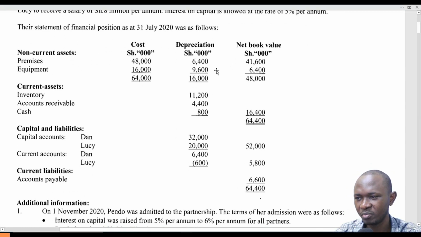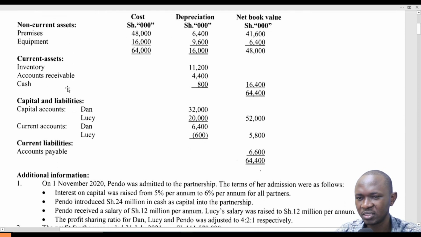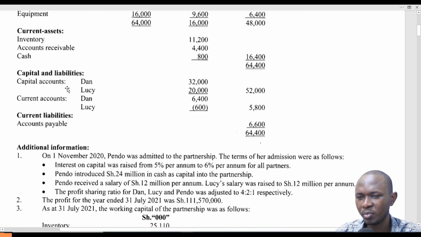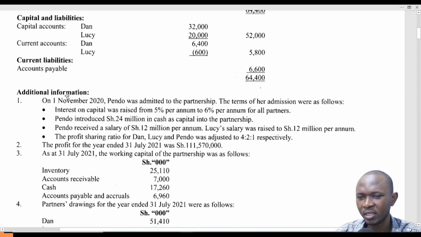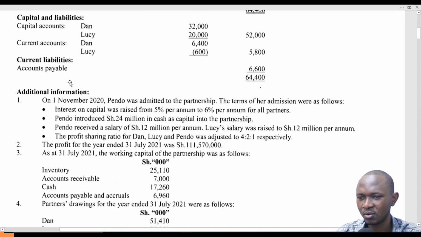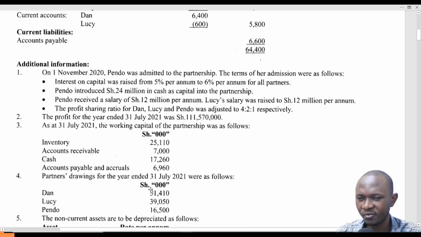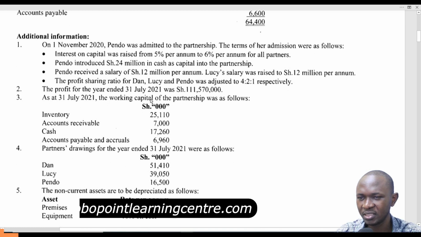So we have premises, equipment, inventory, accounts receivable, cash, capital accounts, current accounts for both Dan and Lucy, then current liabilities, accounts payable. So additional information: on 1st November 2020, Pendo was admitted to the partnership. The terms of her admission were as follows. Interest on capital was raised from 5% per annum to 6% per annum for all the partners.